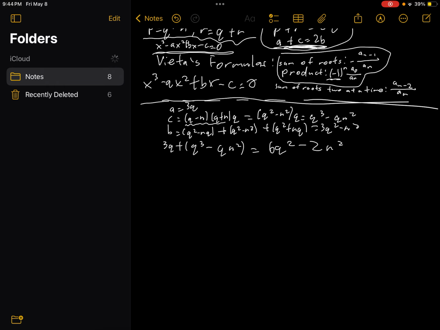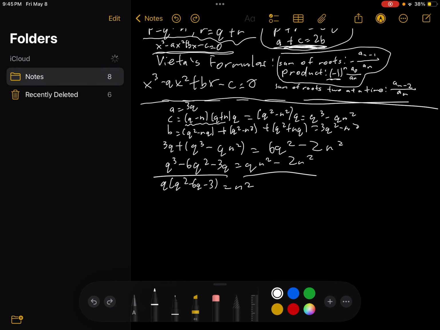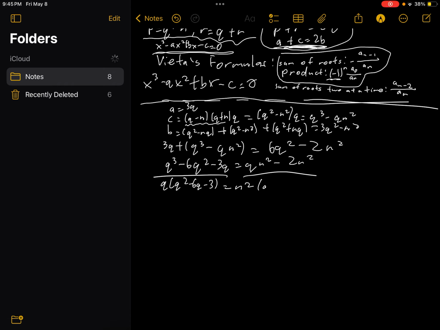So now we can rearrange this equation a bit. In case you're wondering, the reason I would want to rearrange is to make it easier to factor. So to do that, we can write it like this: q cubed minus 6q squared minus 3q equals qn squared minus 2n squared. And here it's easy to factor because on this side we can factor out n squared, on this side we can factor out q. That's q times q squared minus 6q minus 3 equals n squared times q minus 2.